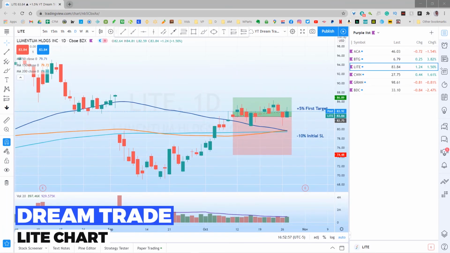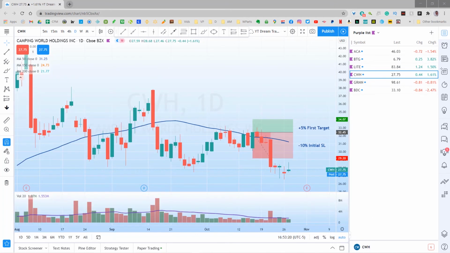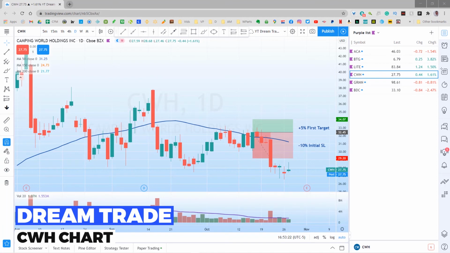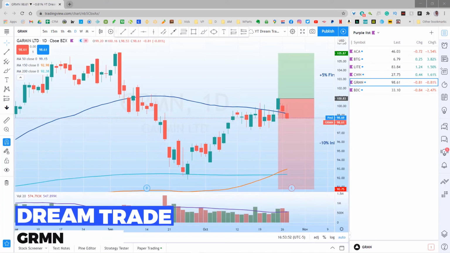Lumentum Holdings or LITE is also continuing to go sideways, but it keeps giving us higher highs up here, so I'm still in this. Camping World Holdings or CWH, I talked about shutting this one down, but I didn't do it before it dropped like a rock on Wednesday and stopped me out, so I took the whole 10% loss on this one. Well, life goes on.